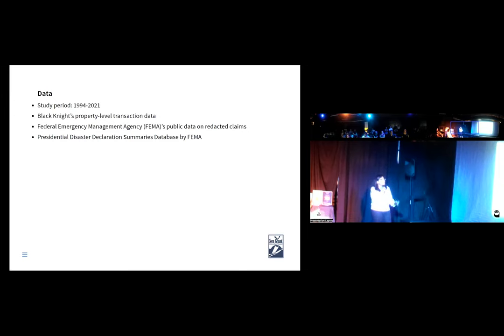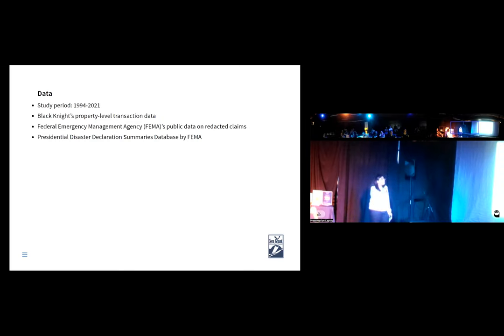So we are focusing on the time period 1994 to 2021, and we're using three different data sources. The first data source is from Black Knight. It's proprietary, property-level transaction data, which has information on the sales price of real estates. It has information on the real estate characteristics, and it also has information on the parcel ID, which allows us to get the exact census tract in which these real estates are located, and the exact flood zones in which real estate properties are located.